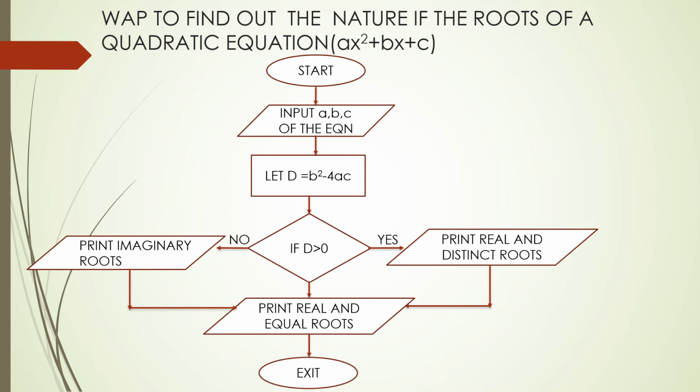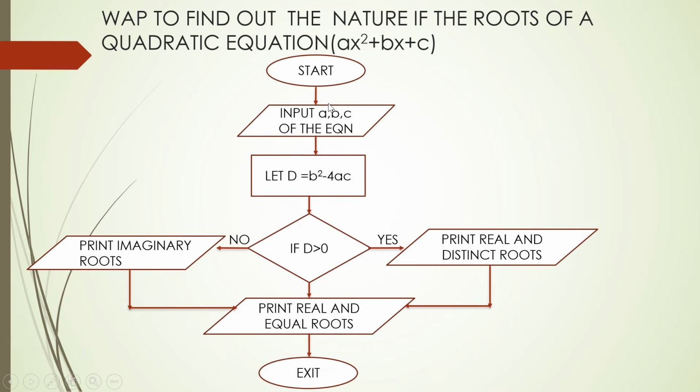If it is less than 0, then d is negative, and we will get the roots as imaginary roots, and if we get d is equal to 0, then real and equal roots. So how is this program executing? We will start, we will input a, b, c, and let d is equal to b square minus 4ac.